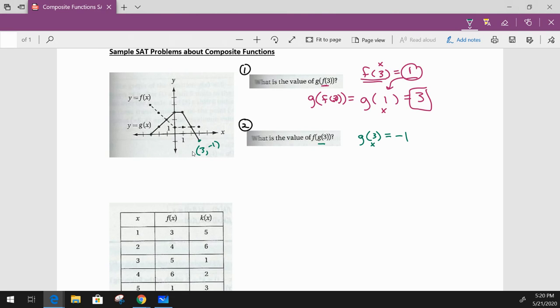Now we're going to take that number we just found. Since g of 3 is equal to -1, we're going to substitute -1 into the f function. So now we're looking for a point on the f function that has an x coordinate of -1. If I look at my f graph here, my x coordinate is -1 at this point. So this would be the point (-1, 2). So it would equal 2, and that would be the answer to the second question.